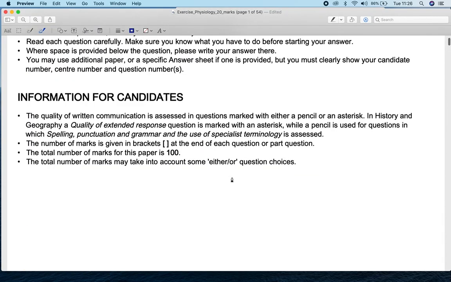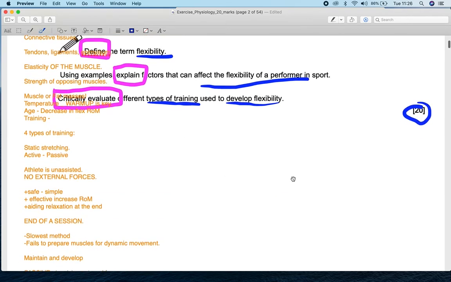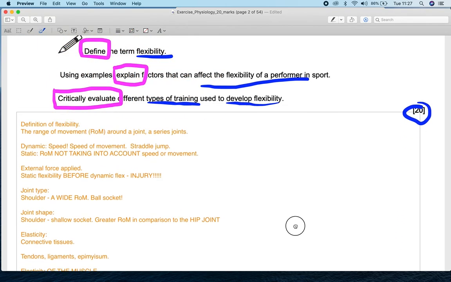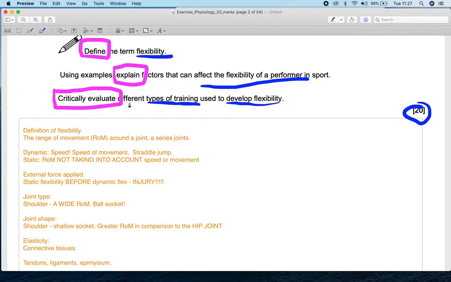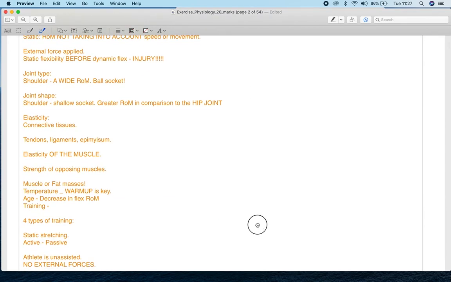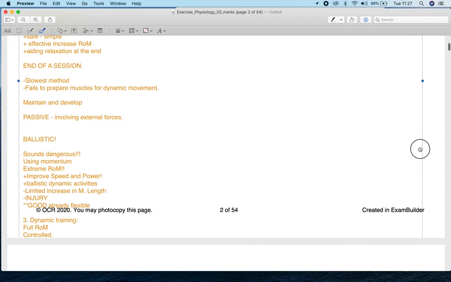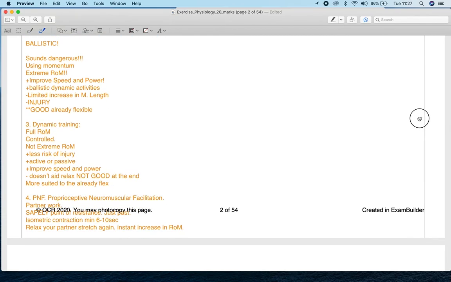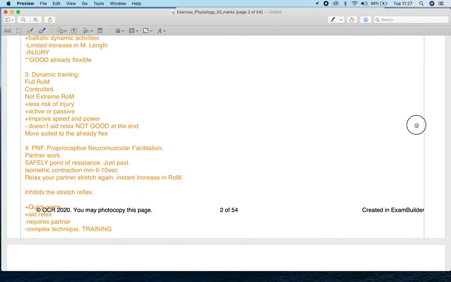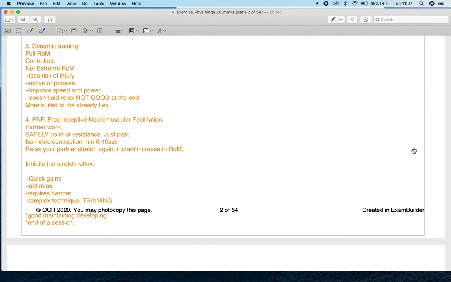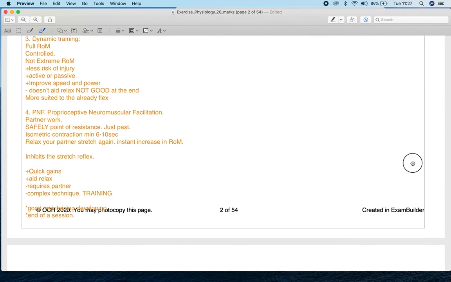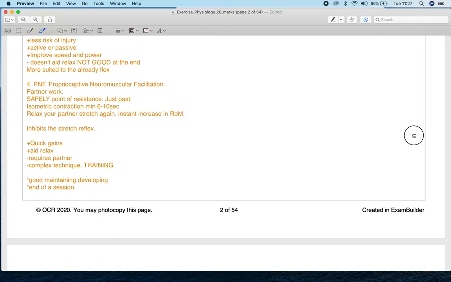If I just whiz back to the top, you have this all in your work that we are doing. What we've done here is start to critically evaluate the different types of training. Remember, there were four types of training we were going to look at. Static stretching, where it's active and passive. Ballistic training, which to me just sounds terrifying and dangerous, and unless you're very flexible already, I'd say it probably is dangerous. The third type is dynamic training, like ballistic but safer. And then finally PNF, proprioceptive neuromuscular facilitation.